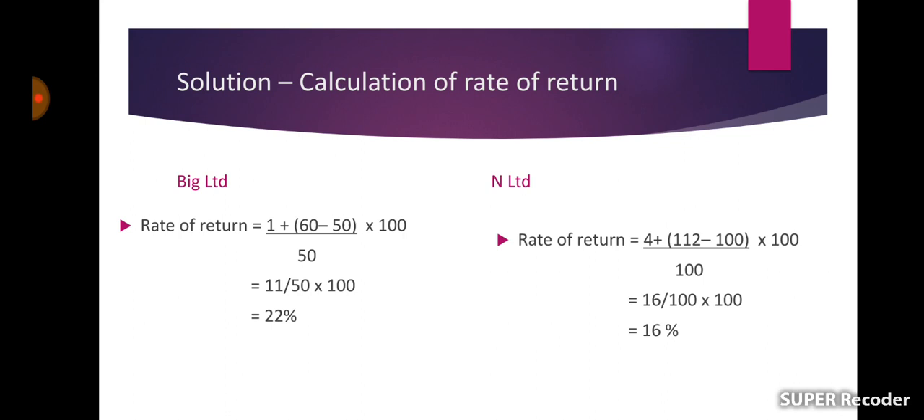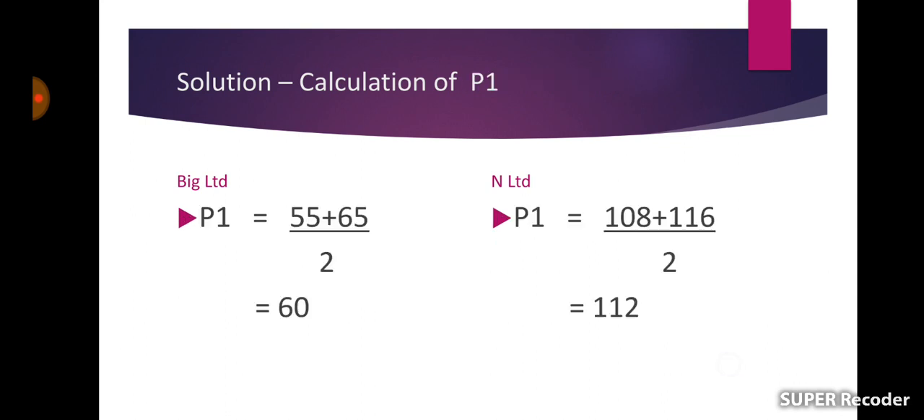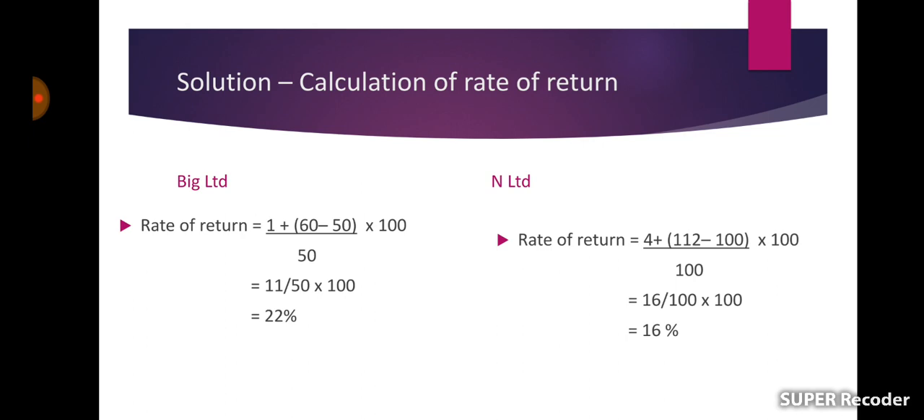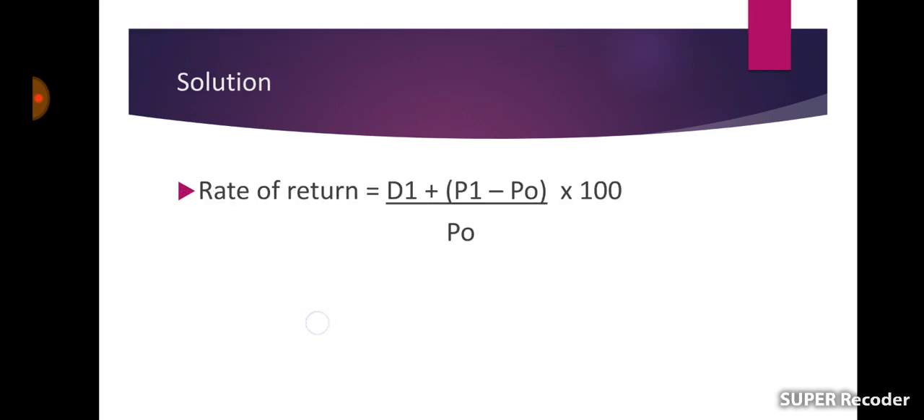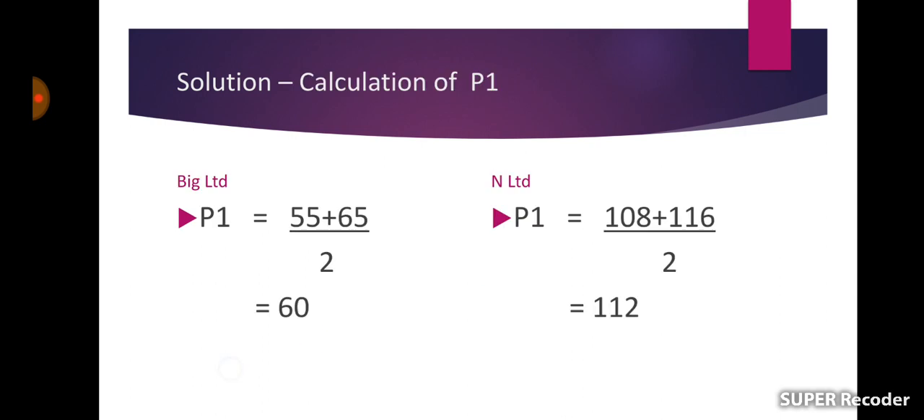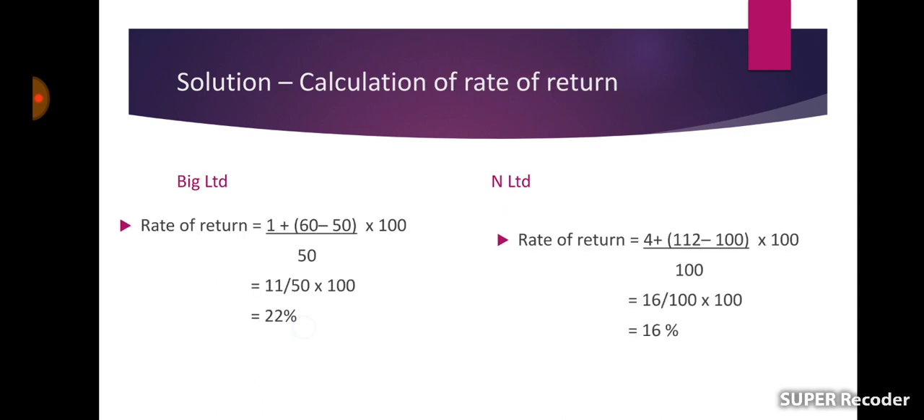Now we need to calculate the rate of return of N Limited. Here dividend is 4 and P1 is 112 and P0 is given in the question, that is 100. So we are applying the equation (D1 + P1 - P0) / P0 x 100. Then we will get (4 + 112 - 100) / 100 x 100. Then 16 / 100 x 100, that's equal to 16% as the rate of return of N Limited.